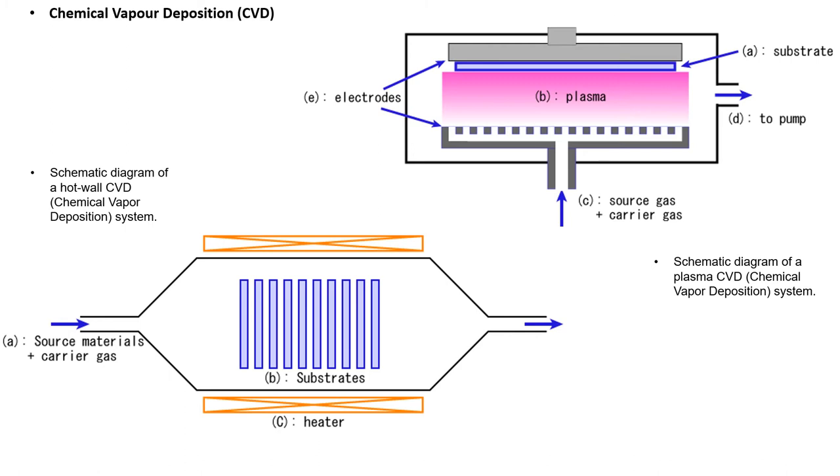Microfabrication processes widely use chemical vapor deposition to deposit materials in various forms, including monocrystalline, polycrystalline, amorphous, and epitaxial. These materials include silicon dioxide, silicon carbide, silicon nitride, silicon oxynitride, carbon fiber, carbon nanofibers, carbon nanotubes, diamond and graphene, fluorocarbons, filaments, tungsten, titanium nitride, and various high-k dielectrics. Two of the main chemical vapor deposition methods have been shown here. The first one is a schematic diagram of a hot wall CVD, and the second one is a schematic diagram of a plasma CVD.